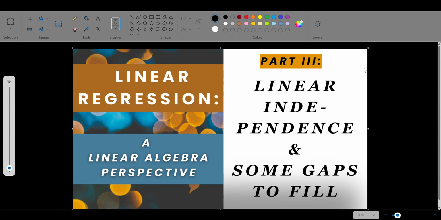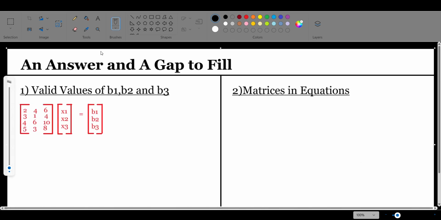Welcome to part 3 of the video series, Linear Regression, a Linear Algebra Perspective. Today we are going to discuss linear independence and also fill in some gaps in concepts we have discussed in previous videos. So let's start off. We are first going to discuss the answer to a question I left off with in the previous video.